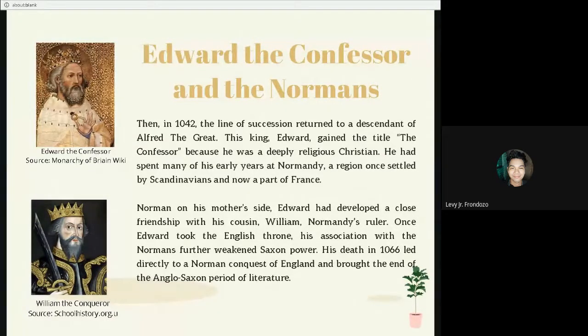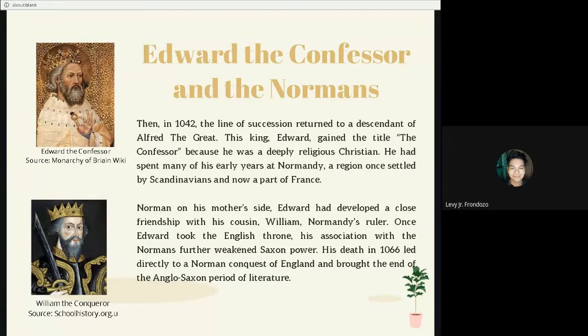Norman on his mother's side. So on his mother's side, Edward's mother is Norman. Edward had developed a close friendship with his cousin, William, Normandy's ruler. Since William is his cousin on his mother's side, Edward developed a close relationship with William. And William is Normandy's ruler. He is the one who leads Normandy.